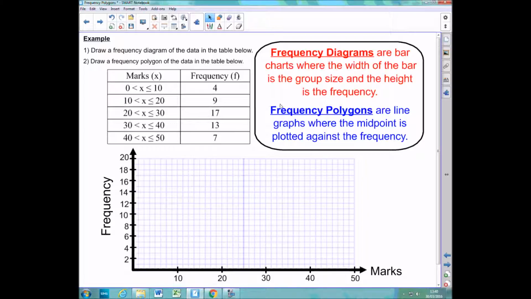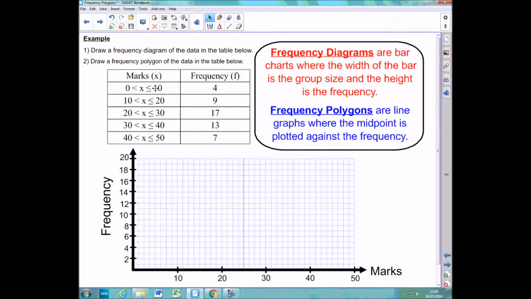Okay, so the way you can sort of tell these apart is, like I said, these are quite low-level, so you'll probably find that these sorts of questions come up earlier on in the paper, but really just look out for these words here, frequency diagram and frequency polygon. Okay, so a frequency diagram, which I'll do first, is basically a bar chart, but the only difference is that the width of the bar is this group size here.